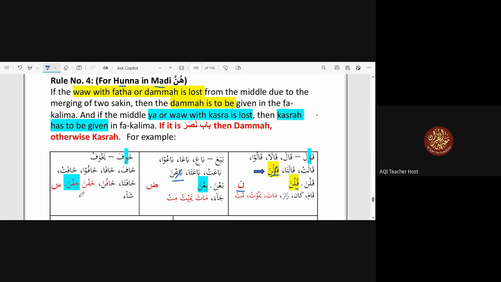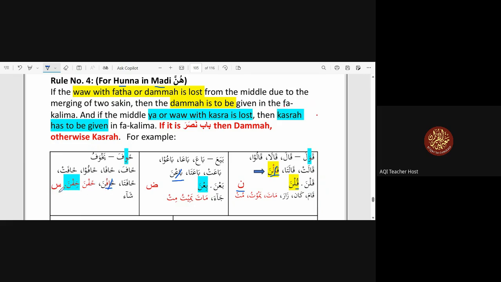Similarly, for the samia family, khawifa, samia yasma'u. So khawifa, if you do the conjugation up to hunna, it will be khafna. And here we'll see 2 sakin merging side by side. This one will drop and there will be khafna.